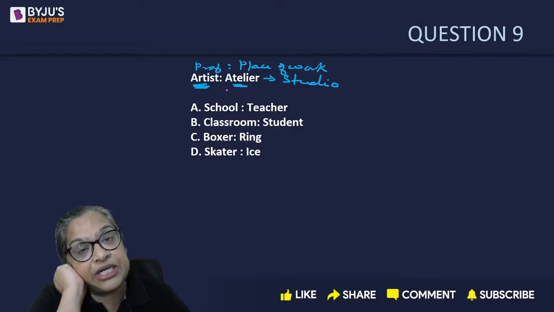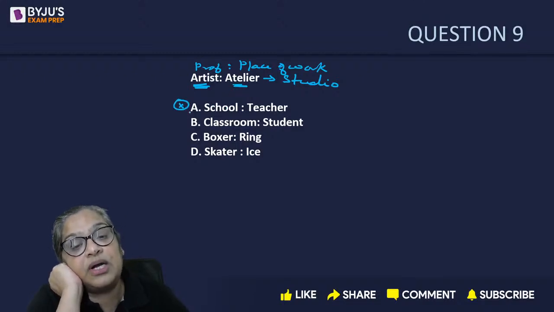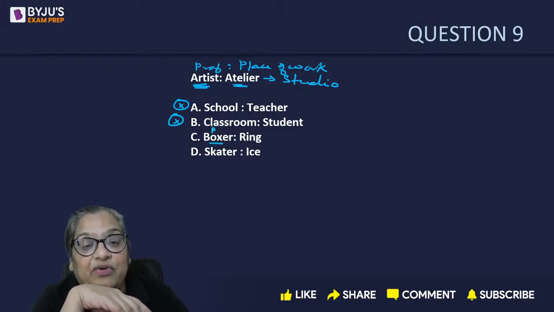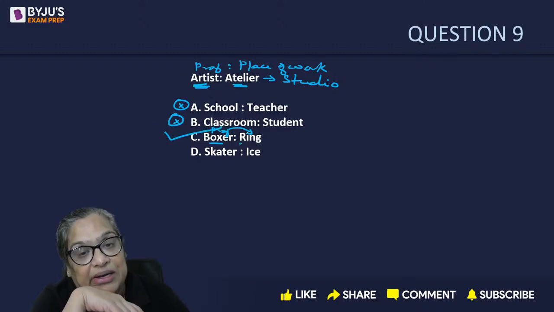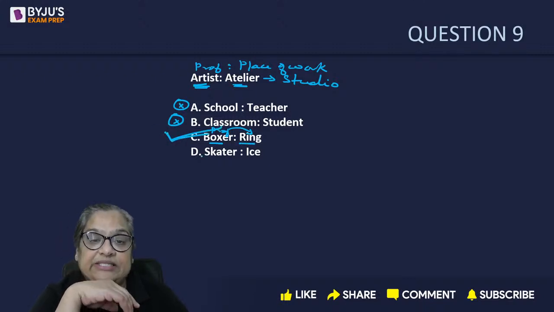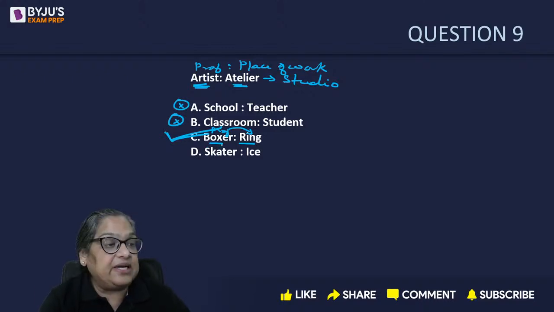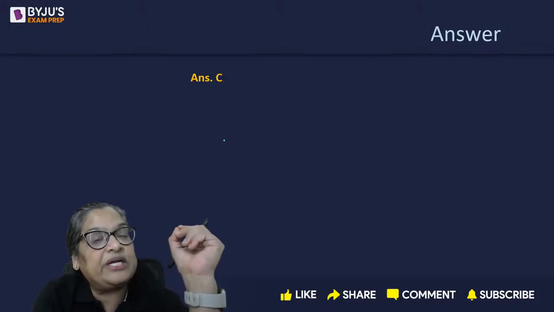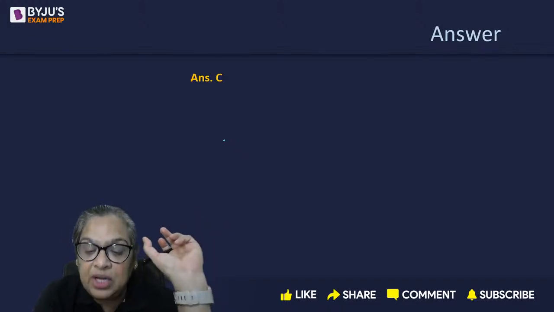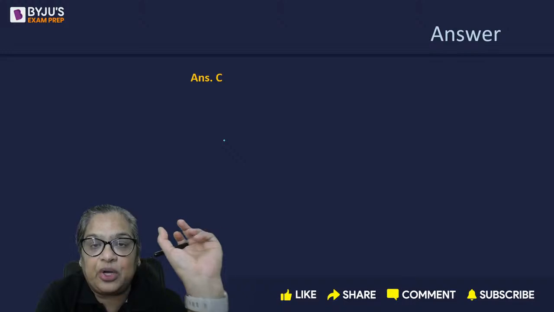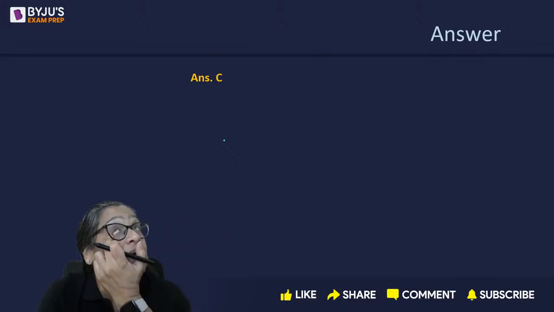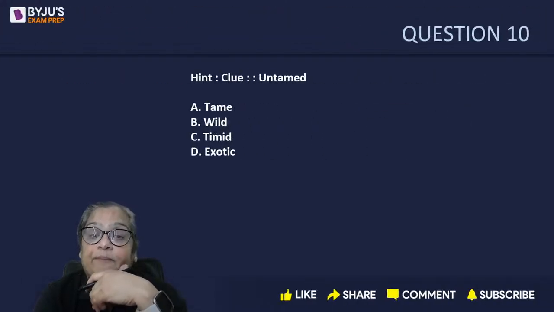School is to teacher. Teacher is to school would have been right. Classroom is to student. The other way around. Boxer. Well, here we have a professional and the place where he boxes is called a ring. So boxer is to ring. That is correct. Therefore, the correct answer is option C. So remember, the best way to do it is find out the relationship of the pair that is given to you in the question. Put it in the form of a sentence so you're not confused, and then you can easily eliminate options and come to the right one.